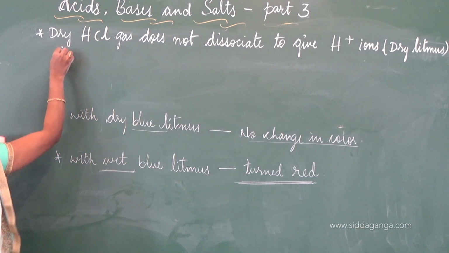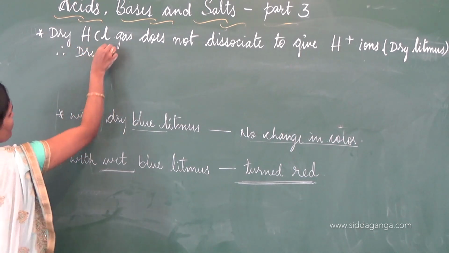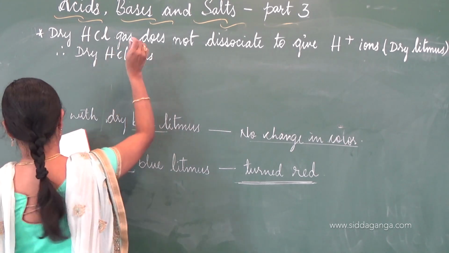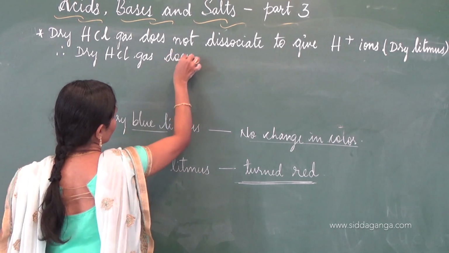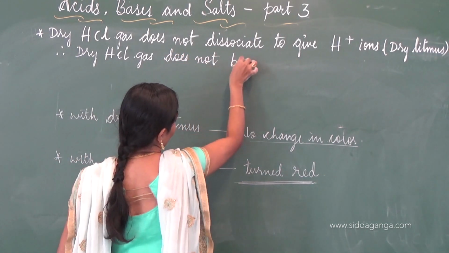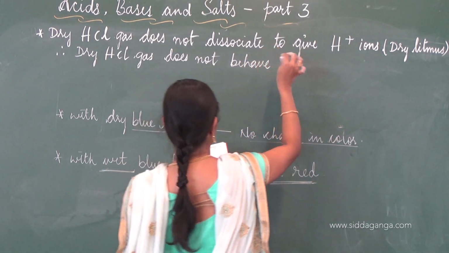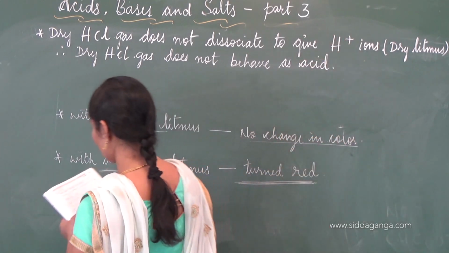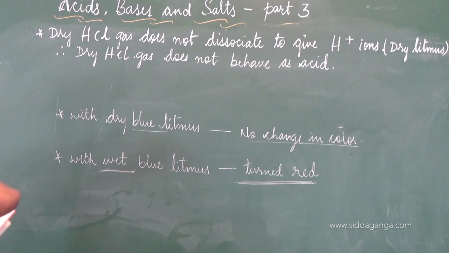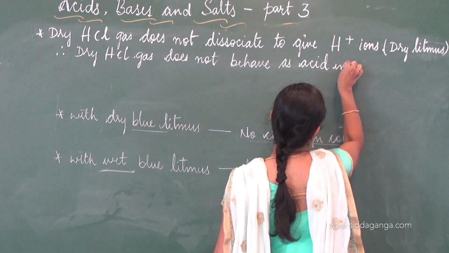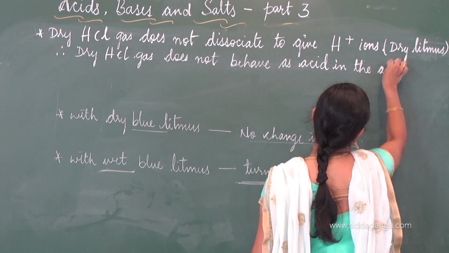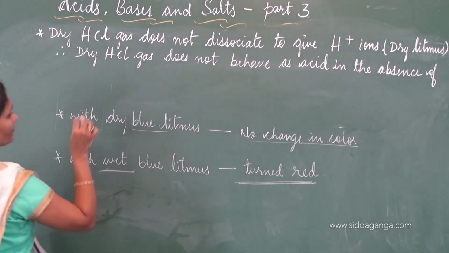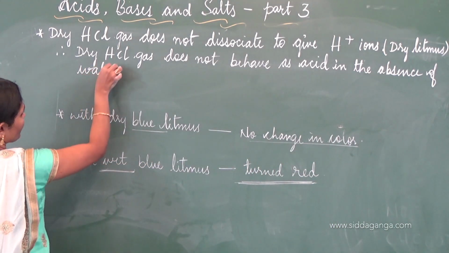And therefore, dry HCl gas does not behave as acid, because there is no dissociation, and hence it does not behave as acid in the absence of water. Please note it down. In the absence of water, that is with dry litmus paper.